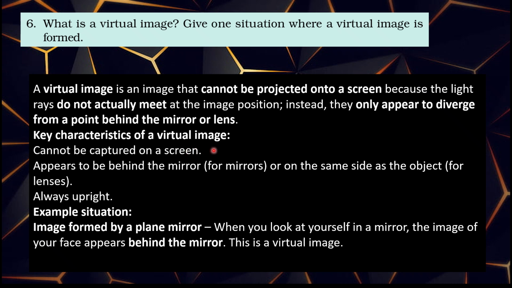Key characteristics of a virtual image: cannot be captured on a screen, appears to be behind the mirror or on the same side as the object for lenses, always upright. Example situation: image formed by a plane mirror. When you look at yourself in a mirror, the image of your face appears behind the mirror. This is the virtual image.